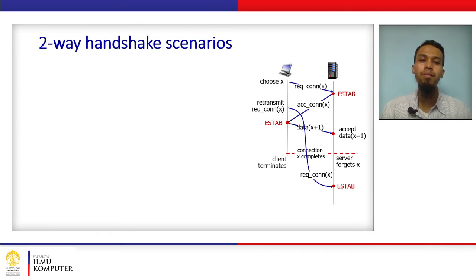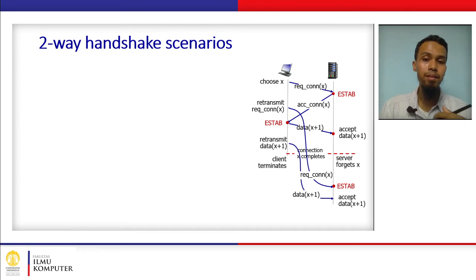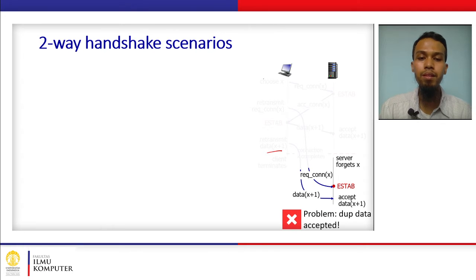Okay, now if we go back a little bit, since the client transmitted the request connection message, in the same way as in the second scenario, the server sends back a reply, the accept connection message, and then again the client has to retransmit the same data. Again, this is because the server does not give the initial sequence number. So in this case, there is a problem of duplicate data accepted by the server.